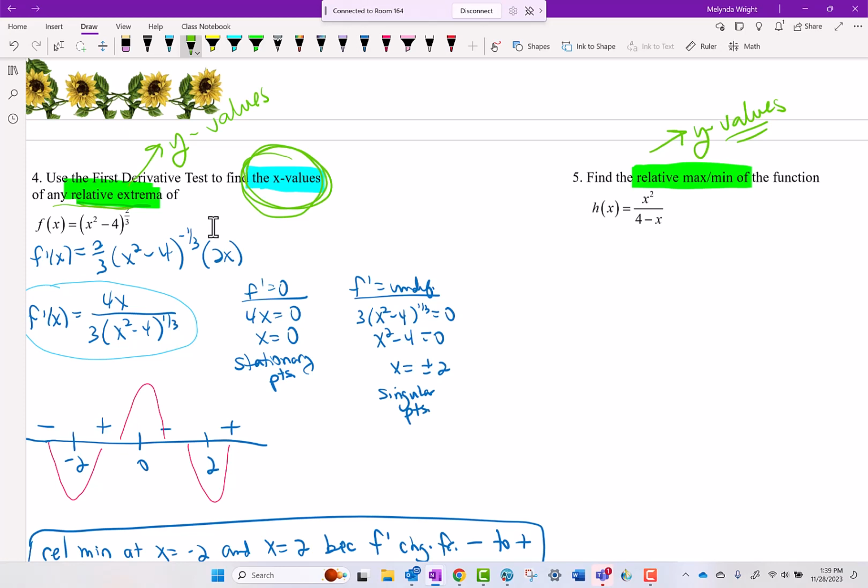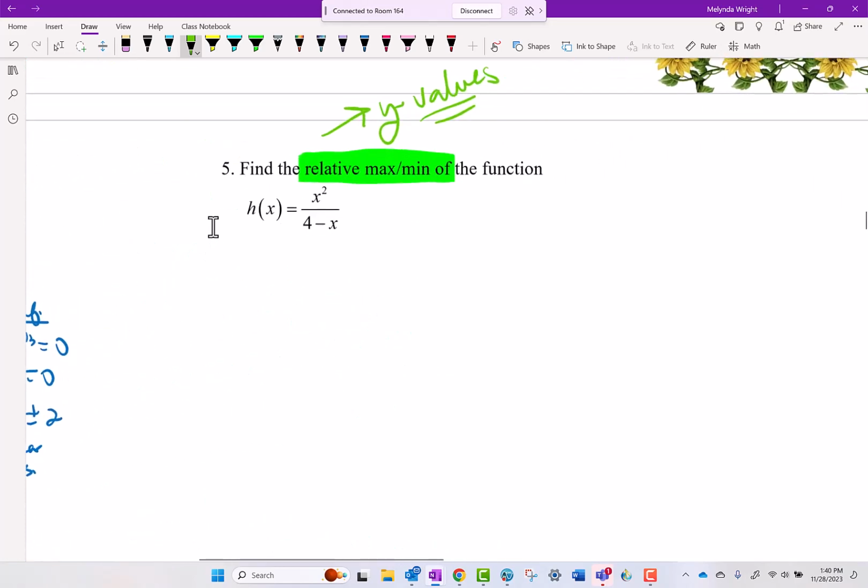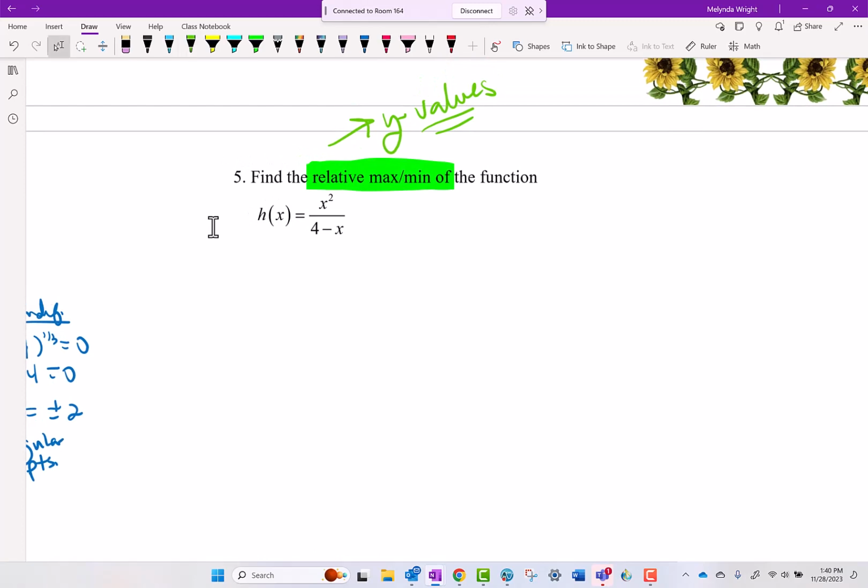Okay. So here on number 5, we need to find the relative maxes and mins. So they really just care about the x value. I mean the y value. Now we can't find the y value without having found the x values. I mean, we're going to have to go through that anyway, but they want the y value. So to find extrema, we have to find the derivative.